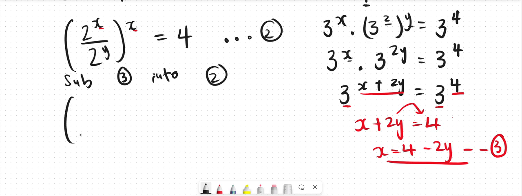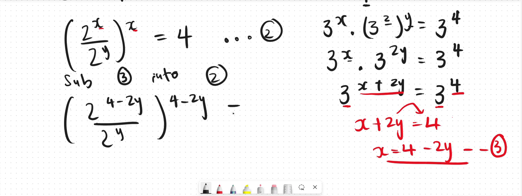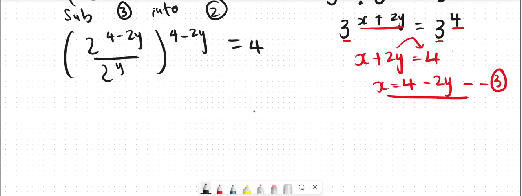How does that look? We're going to have 2 to the power of 4 minus 2y, over 2 to the y, all to the power of 4 minus 2y, is equal to 4. In this equation, we need to simplify and solve for y. So what do I do first?